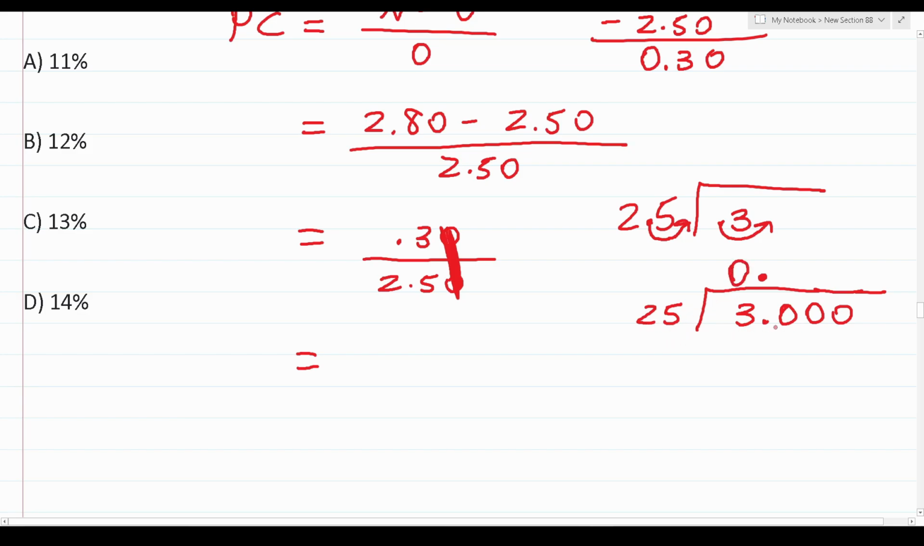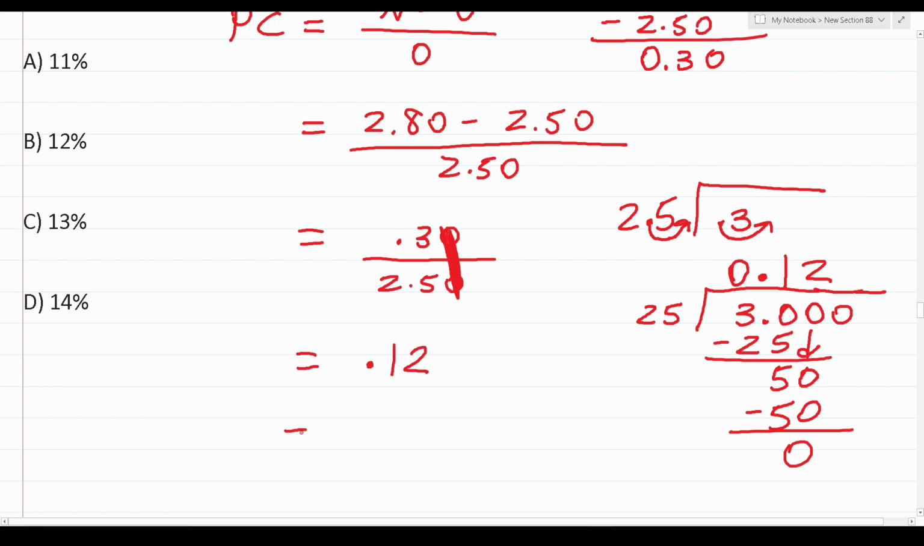How many times does 25 go into 30 without going over? That's 1 time. 25 times 1 is 25. 30 minus 25 is 5. Bring down this 0. How many times does 25 go into 50 without going over? That's 2 times. 25 times 2 is 50. 50 minus 50 is 0. All right, so we're done with this one. 0.3 divided by 2.5 is 0.12.